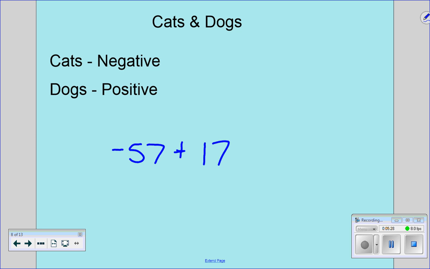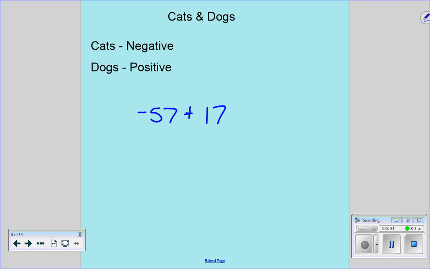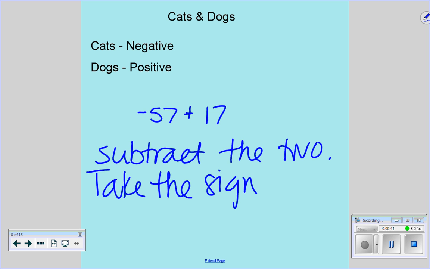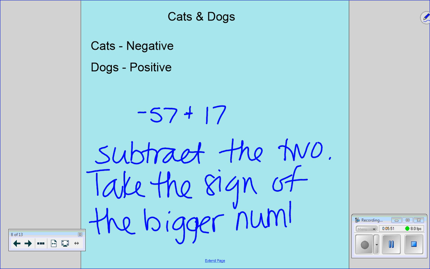Another way you can easily do this, if you want to write this down, you can do that. Subtract the 2. Take the sign of the bigger number. And that's what you're doing with cats and dogs anyway. So subtract the 2. Forget you even have a negative there. Subtract them. Get your 40. And 57 is bigger, so you're going to take the negative since it's bigger. So negative 40 is also a way you can do it.